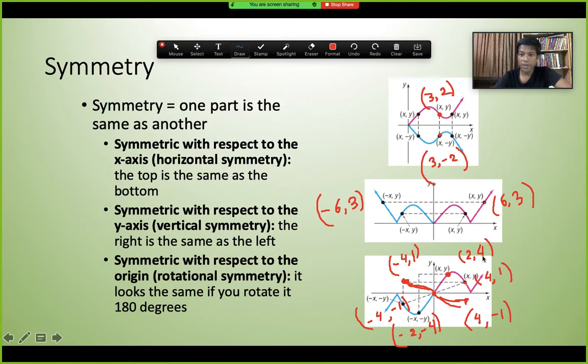Let me summarize what I said. In this case, the x value is the same, and the y value sign will be changed for the x-axis reflection.